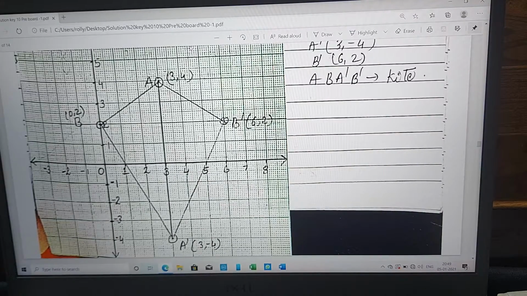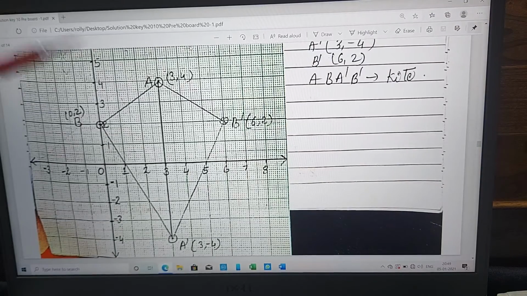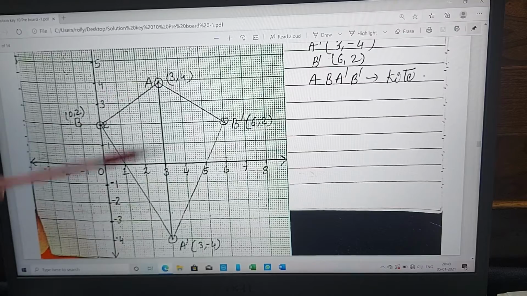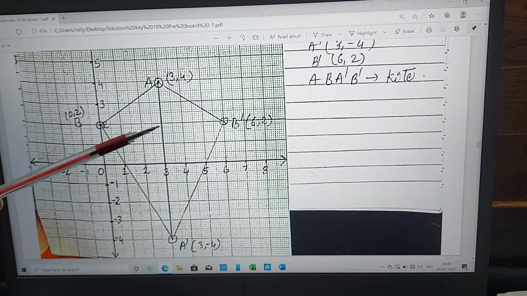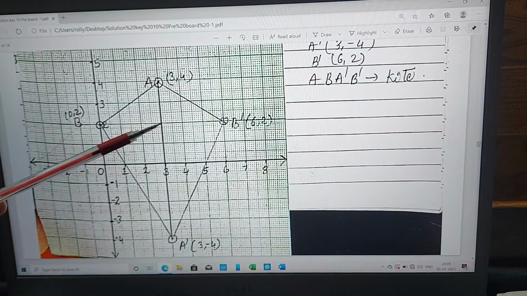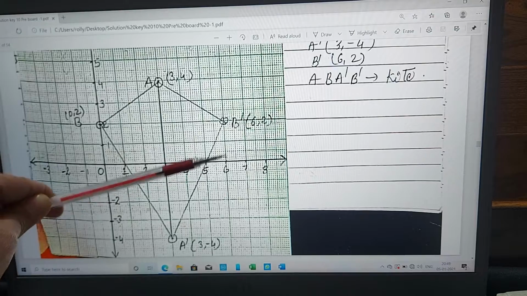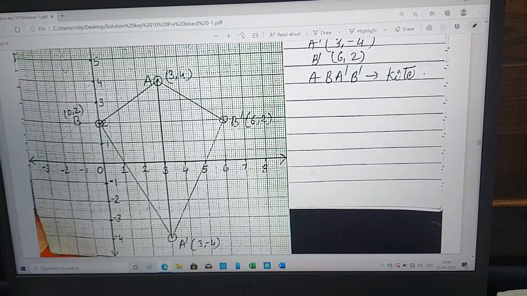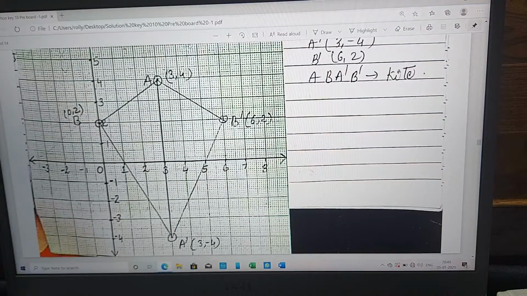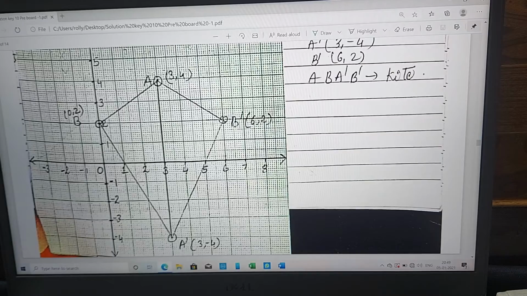Point B is (0, 2), and we have to find its reflection in line AA dash. Now line AA dash becomes the mirror line, and it is 1, 2, 3 units away from here. So the reflection will be 3 units away this way, 1, 2 and 3. So its position will be this B dash, and the point will be (6, 2). Clear? So it becomes a kite. Clear?